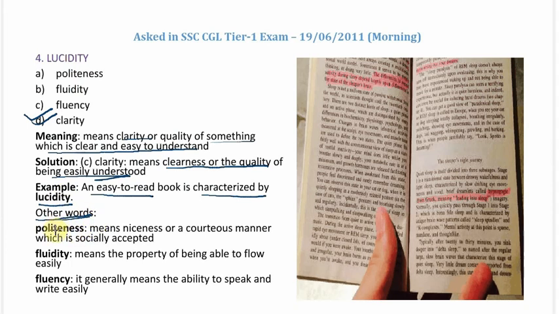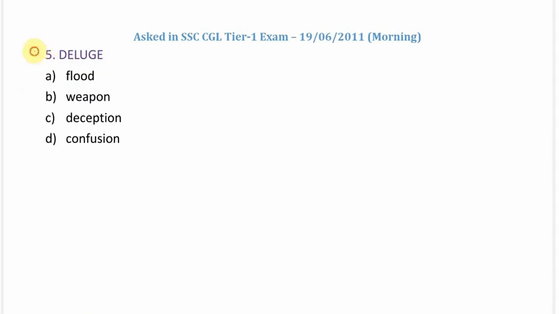The other words in this question are politeness, which means niceness or a courteous manner which is socially accepted. Fluidity, which means the property of being able to flow easily. And fluency, it generally means the ability to speak and write easily. The next word is deluge, and the options are flood, weapon, deception and confusion.